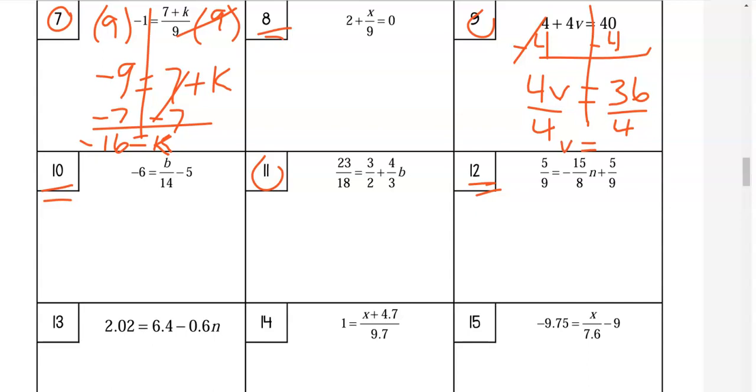36 divided by 4 is, what did we say that was last time? Well, I think it's 9, because 4 times 10 is 40, so this would be 1 less there. So v is 9. All right, now number 11 is super complicated just because it's a fraction.